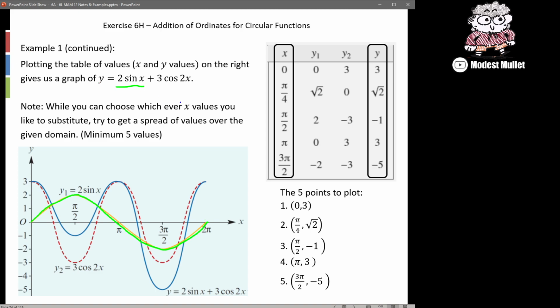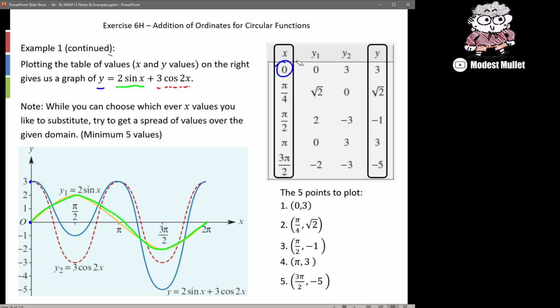The second graph is plotted as... no, I've got this around the wrong way. Hold on, let me make sure I'm getting this correct. No, that was right. Green, yeah, it goes up to 2, down to -2. The green is that one. The dashed red is this one, 3 cos 2x. Yeah, it goes up to 3, down to -3. And then the combination of them is blue. So if we look at the first data point, we get 0 plus the 3 gives me 3.